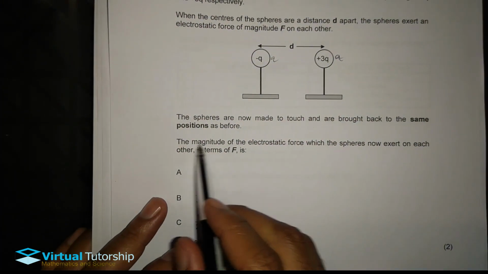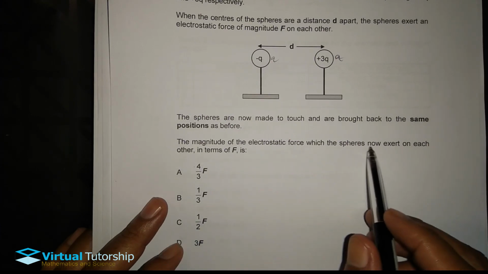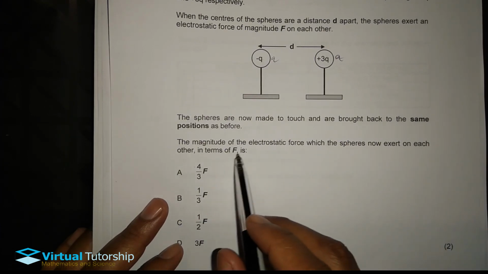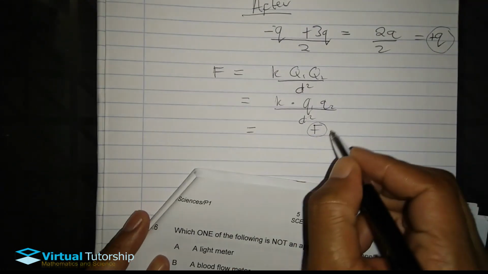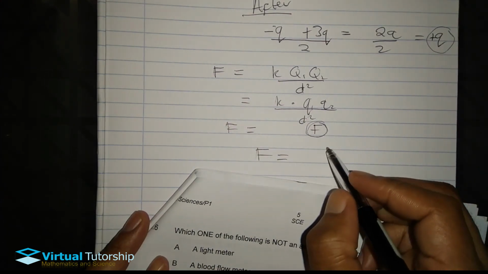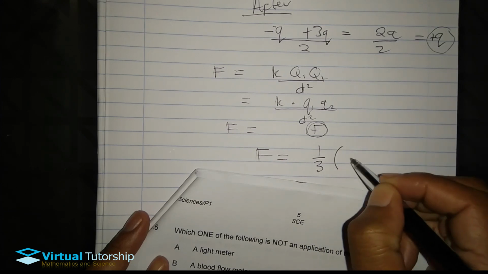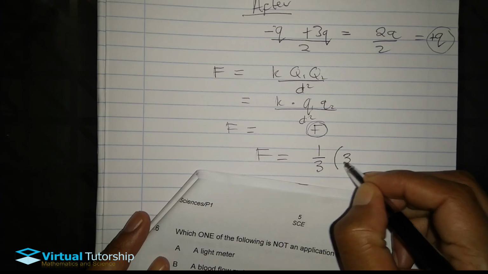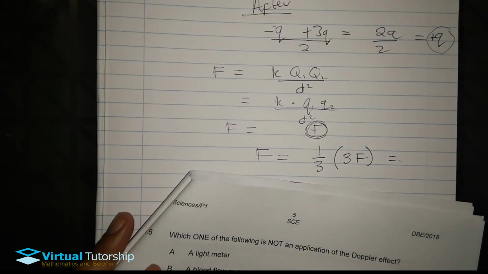Now, what is the magnitude of the electrostatic force which the spheres exert on each other in terms of F? The force calculated above is 3F. So now the new F is going to be equal to 1 over 3 times the previous one, which is 3F.